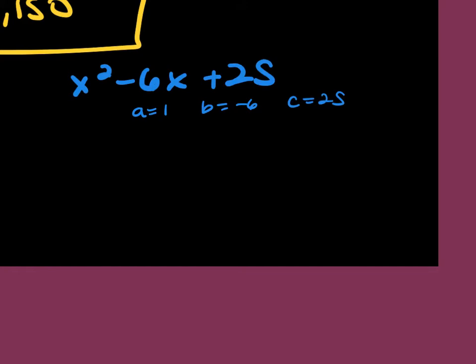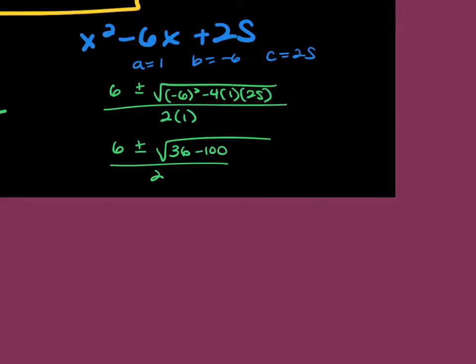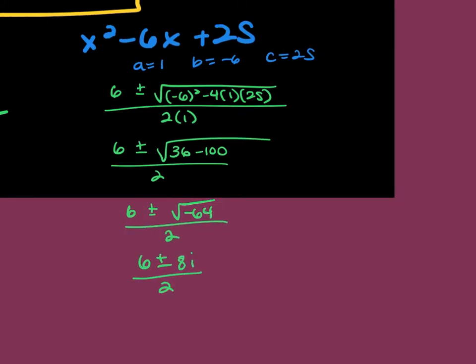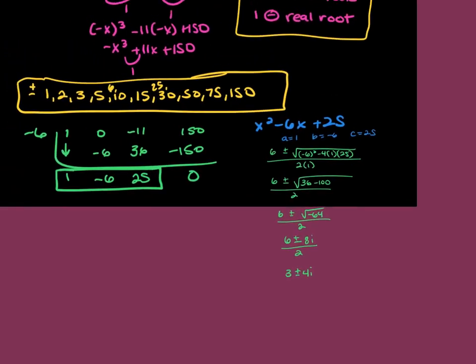So the opposite of negative 6 is 6, plus and minus the square root of b squared minus 4 times a times c, all over 2 times a. 6 plus and minus the square root of 36 minus 100, over 2. And from there I get 6 plus and minus the square root of negative 64, over 2. 6 plus and minus 8i over 2, which becomes 3 plus and minus 4i. Those are my remaining roots.